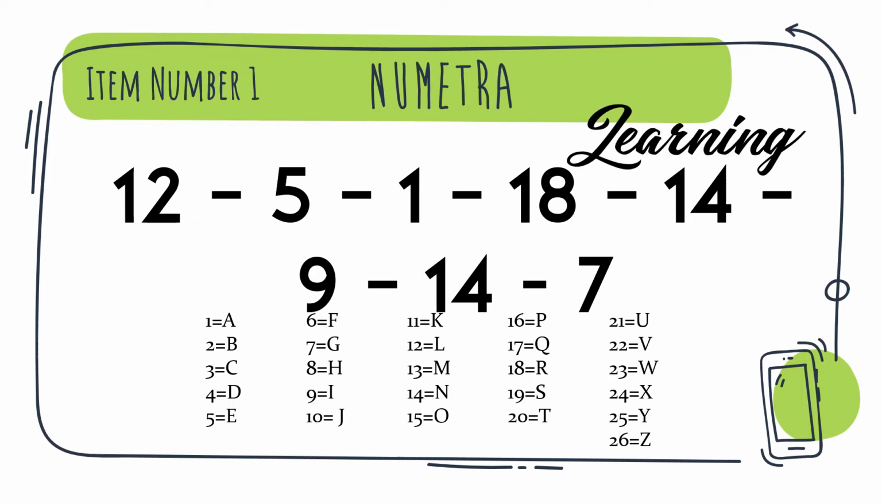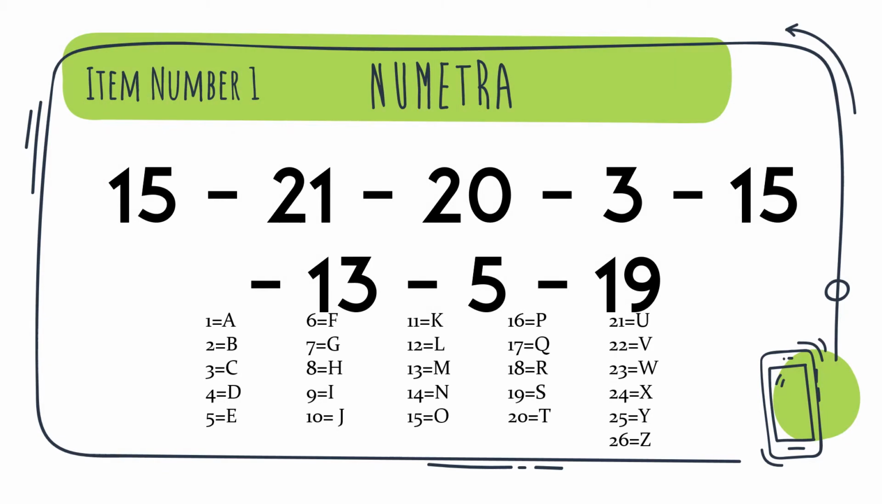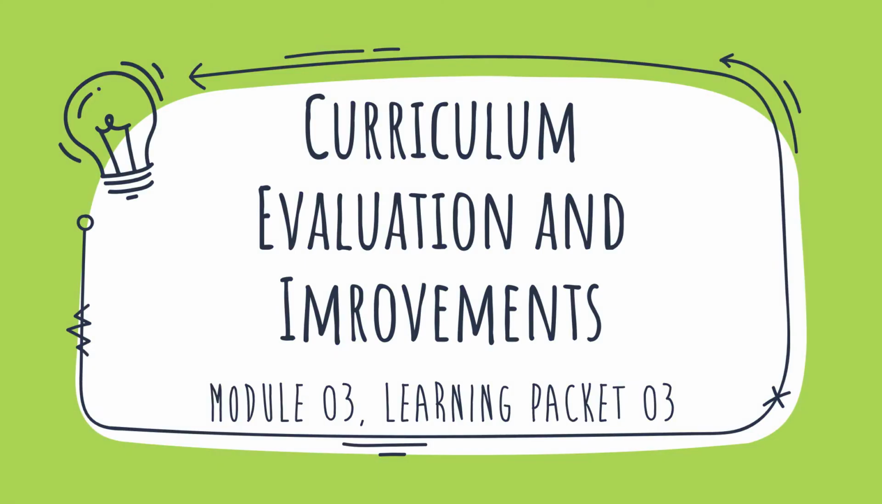Exactly, that is learning. So for the last item, you've got it right, that is outcome. And I believe that this activity brings you the whole idea of our lesson for today. Yes, we will be discussing all about the curriculum evaluation and improvement that falls under the learning packet 3 within module 3. Let's move forward.